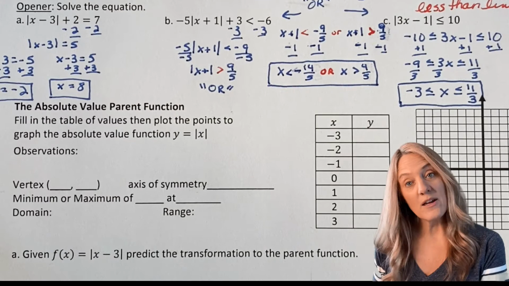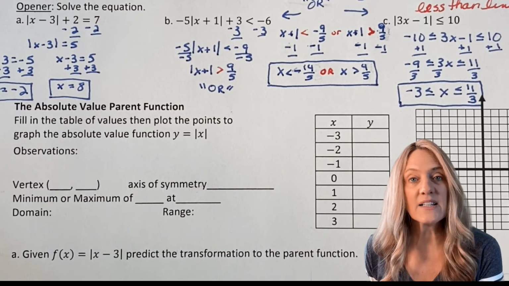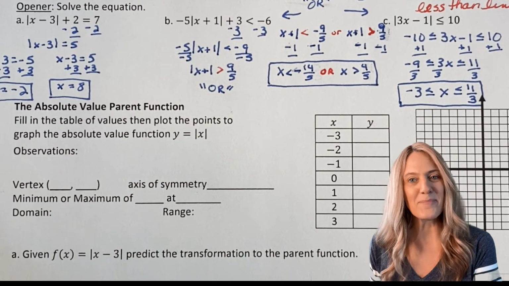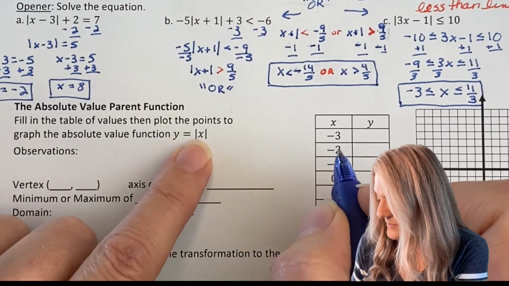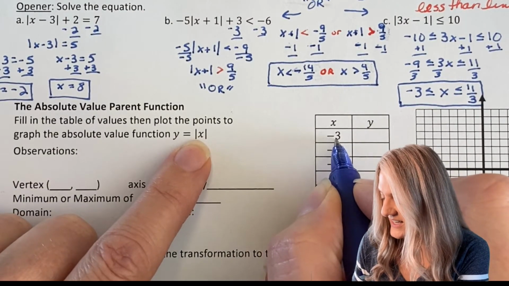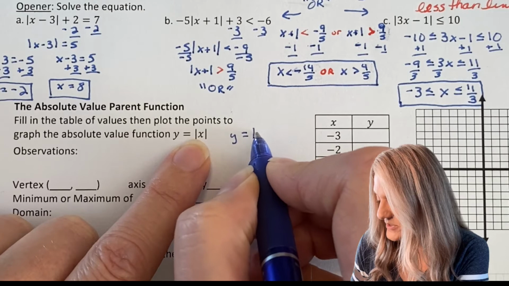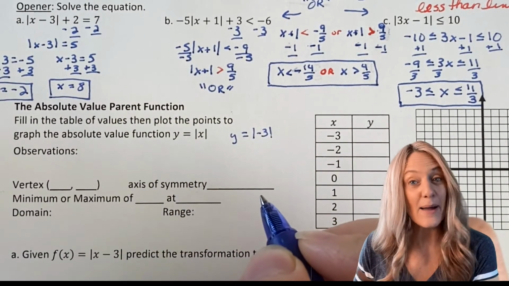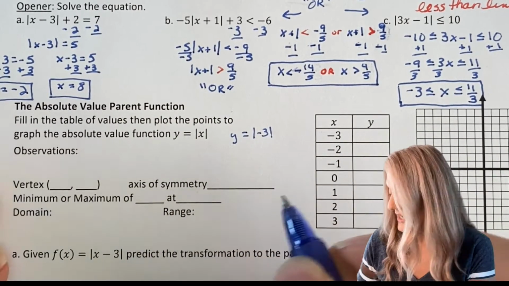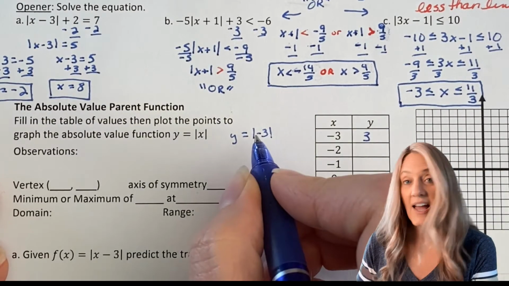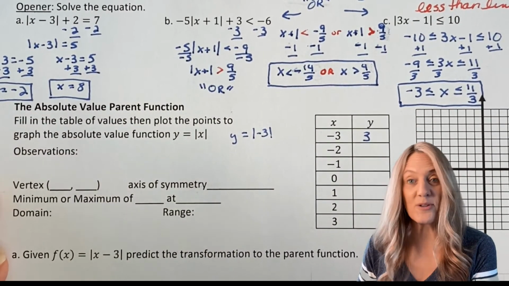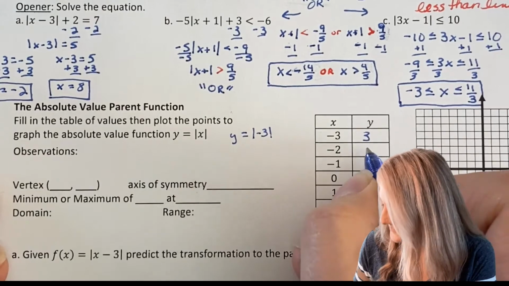Given the graph of y equals absolute value of x, let's go ahead and fill in our table of values and plot some points. So y equals absolute value of x. If x is -3, y equals absolute value of -3. And we remember that absolute value means always positive. So we're going to get +3 and so on. Fill out that table of values and then let's plot the points.